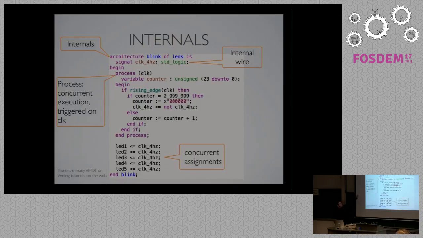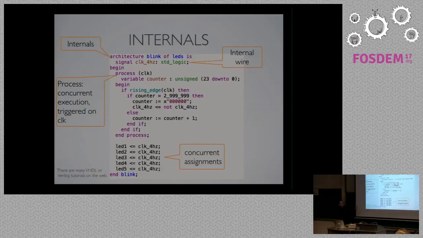So I have an intermediate wire, which is the internal clock, because the external clock is 3 MHz. And if I try to blink the LED at 3 MHz, you will see nothing. So I use a divider to divide to 4 Hz, which is visible at this point. So all the LEDs will be blinked together at 4 Hz.